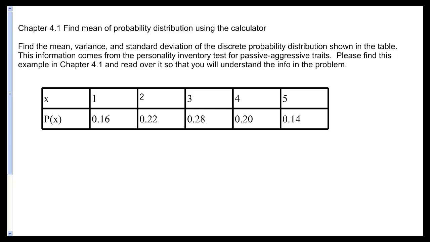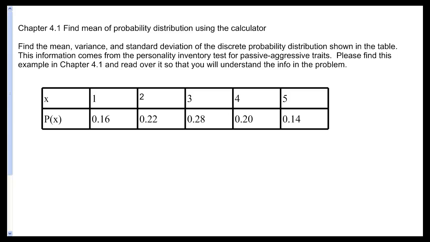It says find the mean, variance, and standard deviation of the discrete probability distribution shown in the table. This information comes from a personality inventory test for passive-aggressive traits. You can find this example in chapter 4.1, and I think it's example 2 in every edition I've seen recently, but because we use different editions, I don't tell you the page number.